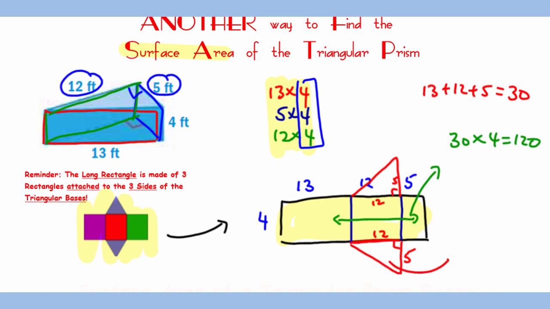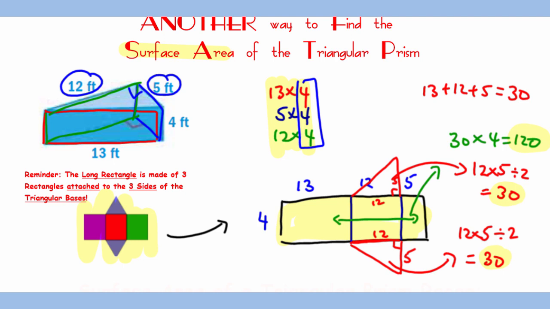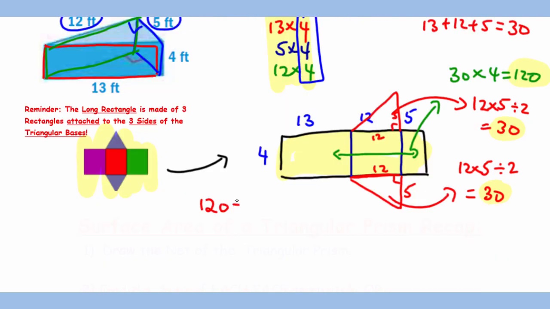The triangle right here is a 12 by 5, and dividing by 2 we get 30. And the same thing happens to the top triangle. Still 12 times 5 divided by 2, that gives you 30. So instead of adding 5 numbers together, this time we only need to add 3 numbers, the 120, the 30, and 30. So 120 plus 30 plus 30 will give us 180 square feet as our final answer.